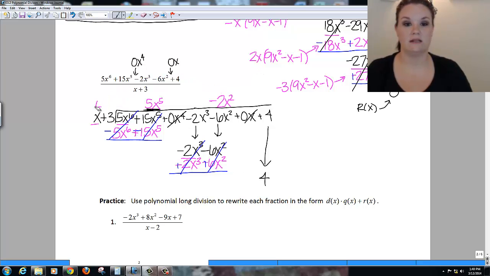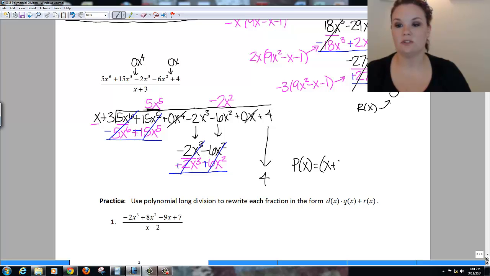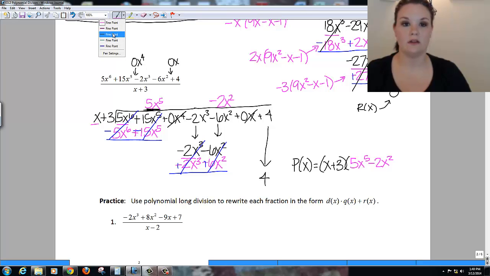That 4 is just going to be my remainder. So that means that my original p of x function is the same as the divisor they gave me, which is x plus 3, times the quotient that I got, which was 5x to the 5th minus 2x squared, plus my remainder, which was 4.